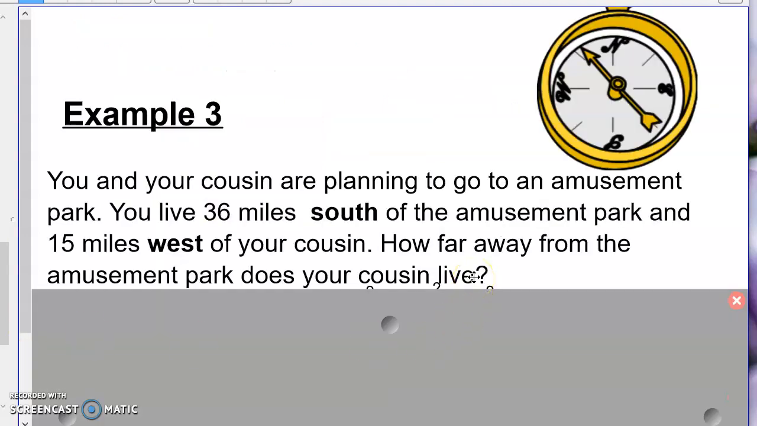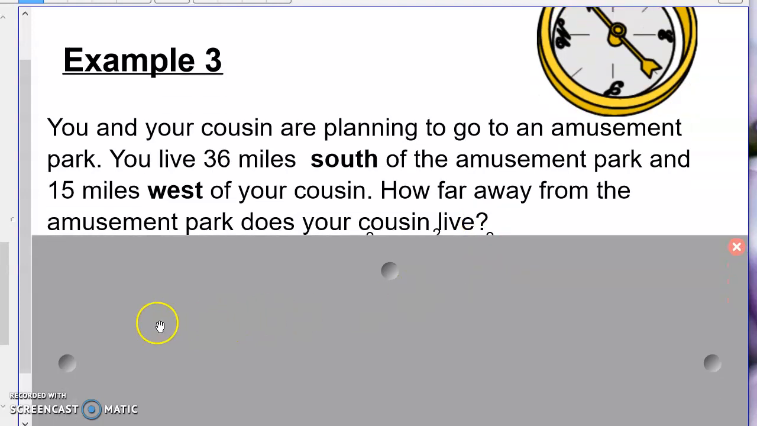All right, example 3 is a real-life application. You and your cousin are planning to go to an amusement park. You live 36 miles south of the amusement park and 15 miles west of your cousin. How far away from the amusement park does your cousin live?